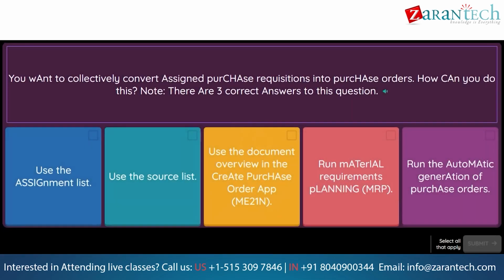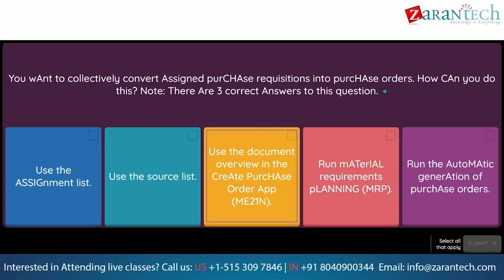Question: you want to collectively convert assigned purchase requisitions into purchase orders. How can you do this? Note, there are 3 correct answers to this question. Option 1: use the assignment list. Option 2: use the source list. Option 3: use the document overview in the Create Purchase Order app.